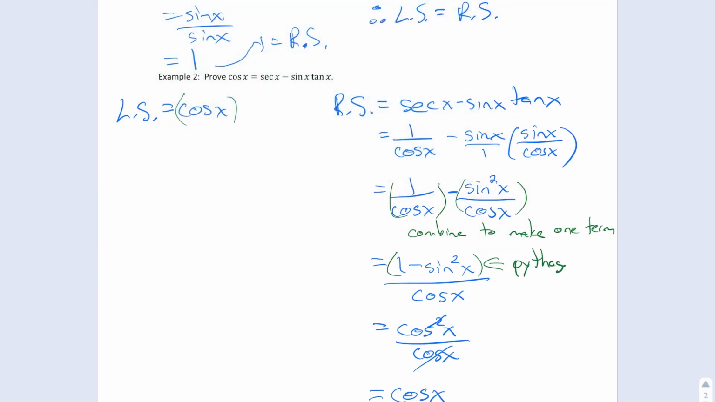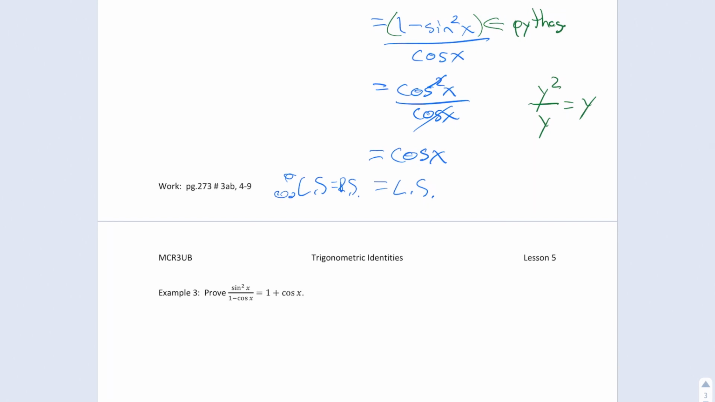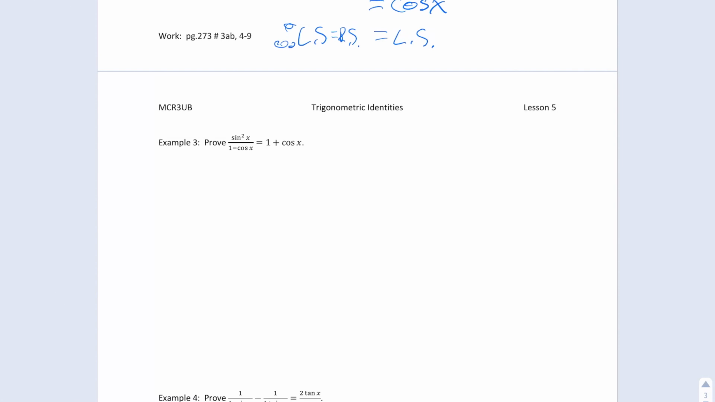And if that isn't obvious to you, then just imagine this as being like, I don't know, y squared over y would simplify into y. That's basically what you have here. And so I've got cos x, and that obviously is equal to the left side, so therefore LS equals RS. And we've proven that identity. Just so you know, all of these identities will work. There is no trick April Fool's type thing that's going to mess with you in order to get it. Again, if you want to try this on your own, give it a shot.